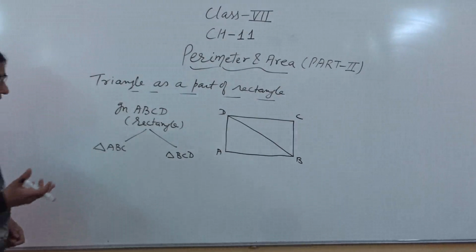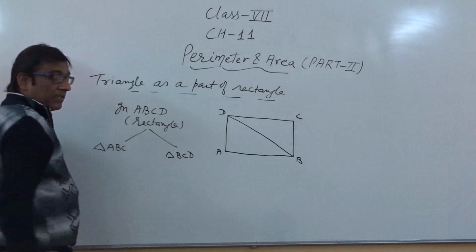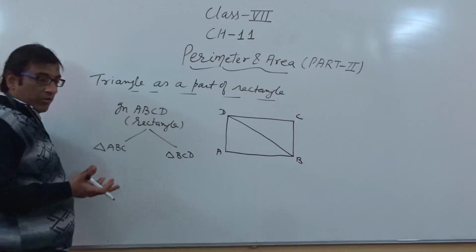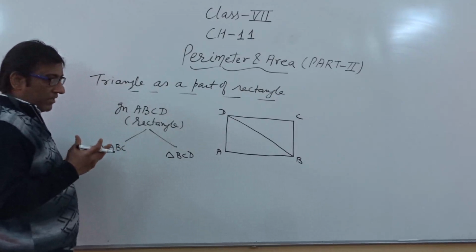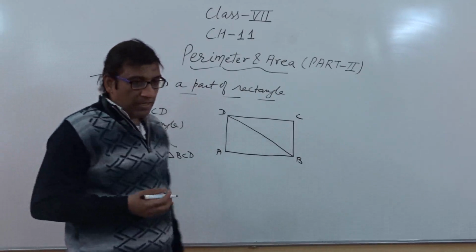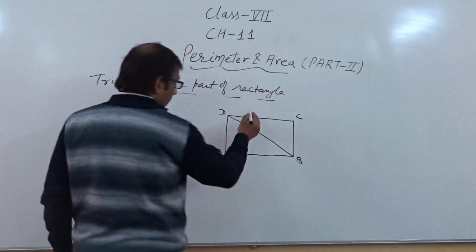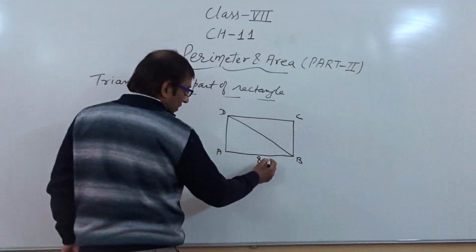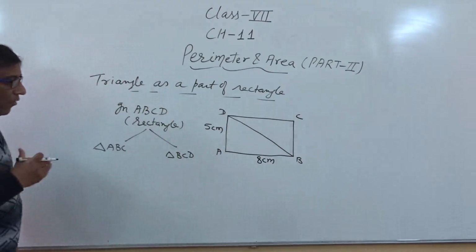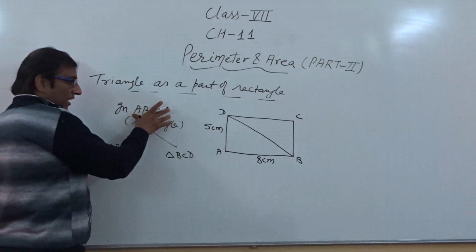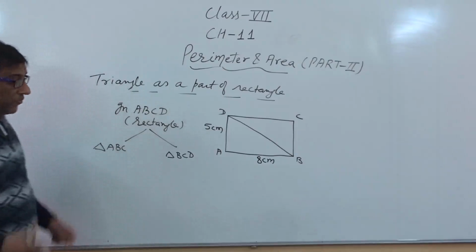So we can say the area of rectangle ABCD and the area of these two triangles both are equal. Or can we say triangle ABC and triangle BCD, their areas are equal, or they are congruent, or they are superimposed on each other? So how can we say these things? For example, if we take their dimensions, this is 8 centimeter and this is 5 centimeter. If we take the measurement, how can we say the area of rectangle ABCD is equivalent to the area of these two triangles? Is it possible or not?